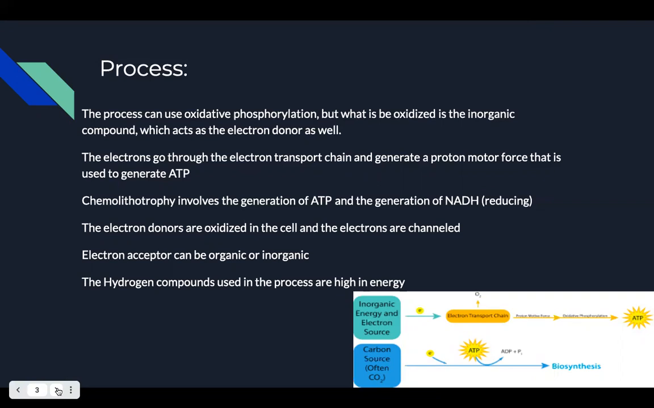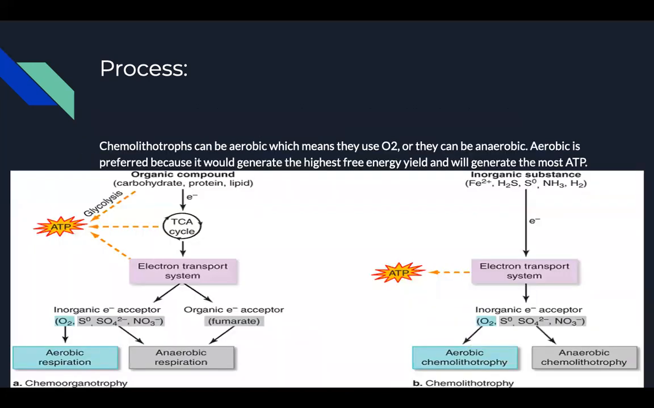The electron acceptor can be organic or inorganic, and the hydrogen compounds used in the process are high in energy. So here's just an overview of how they get ATP through the inorganic source and a carbon source. Chemolithotrophs can be aerobic, which means they use oxygen, or they can be anaerobic. Aerobic is preferred because it would generate the highest free energy yield and will generate the most ATP.